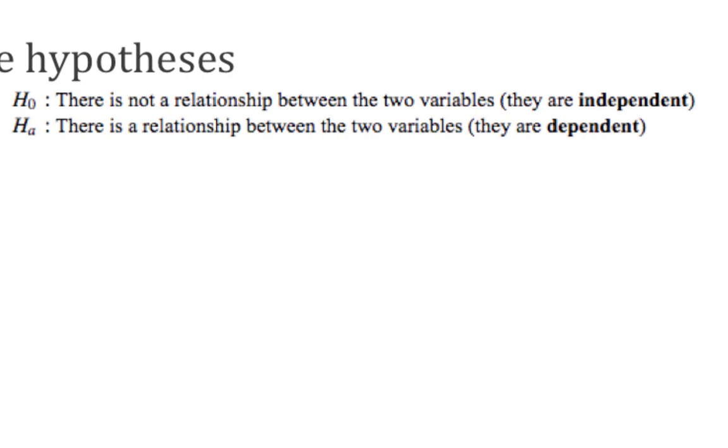Here are the general forms of the hypotheses. The null hypothesis is that there is not a relationship between the two variables. The alternative is that there is a relationship between the two variables. When you're writing out your hypotheses, you should replace the two variables part with the actual names of the variables. Don't just copy and paste these generic hypotheses into all of your tests.